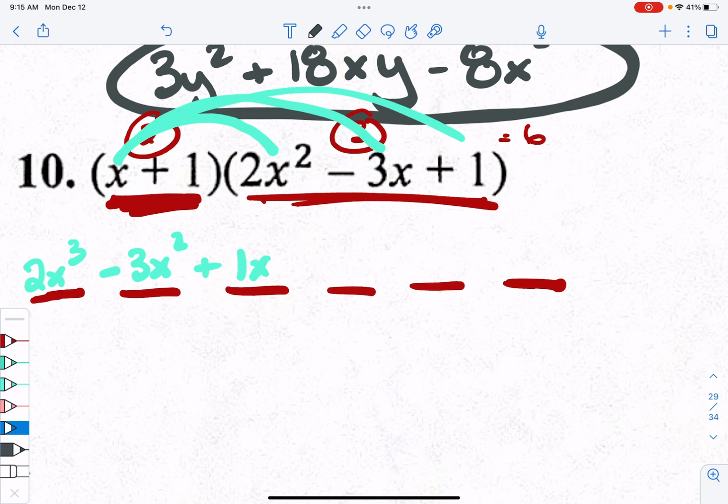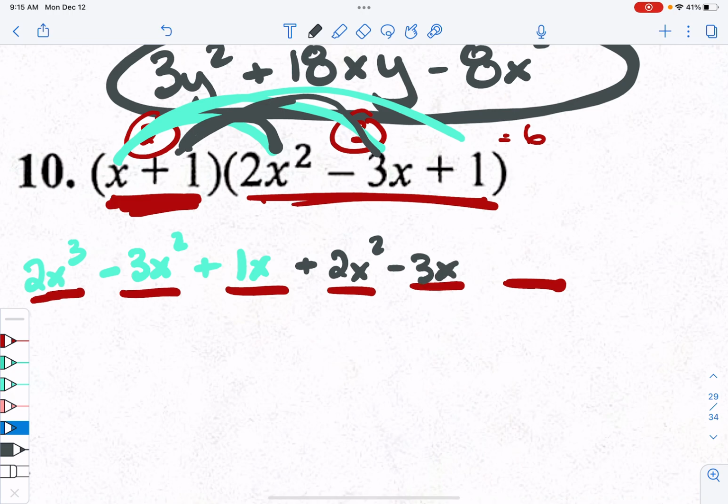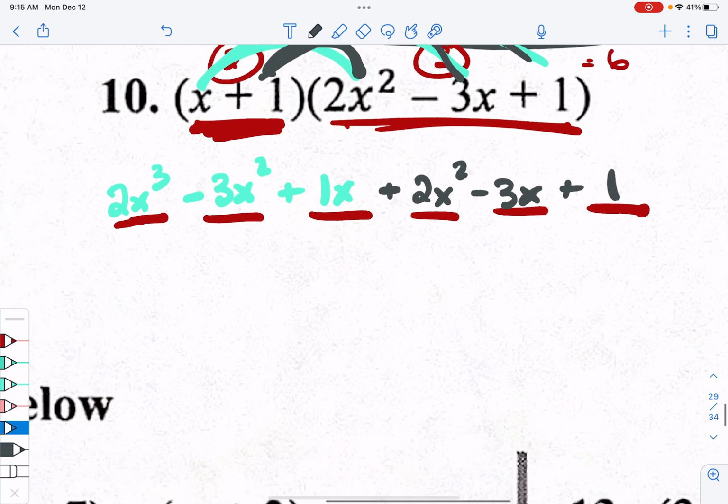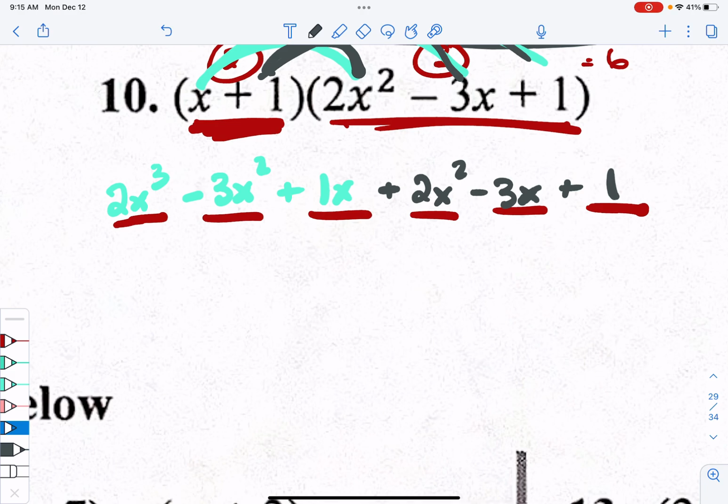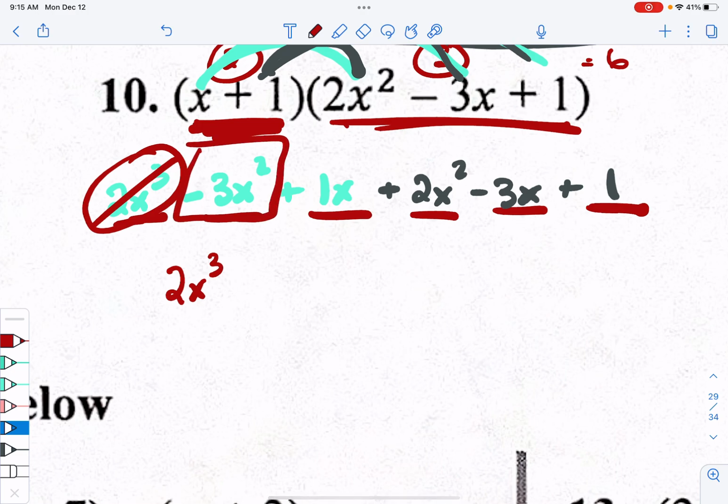Then I'm going to switch, and I'm going to go to this 1. 1 times 2x squared is a positive 2x squared. Don't forget your plus sign, okay? 1 times negative 3x is negative 3x, and 1 times 1 is 1, okay? So plus 1. Now I have all 6 pieces written out. I'm going to combine like terms from here. So this is the only x to the 3rd power that I have. So I'm just going to say 2x to the 3rd. He's gone. Okay, then I have this piece right here, negative 3x squared and positive 2x squared.